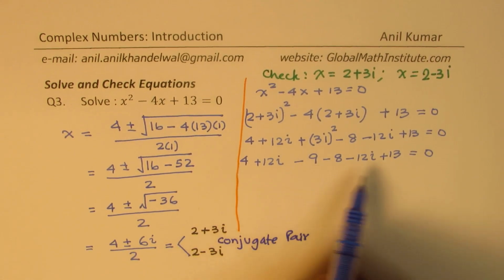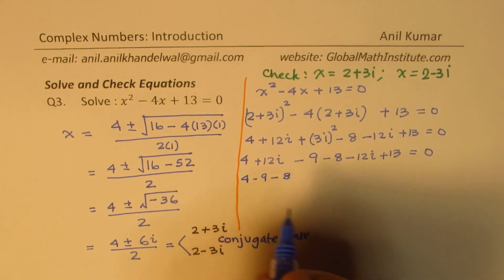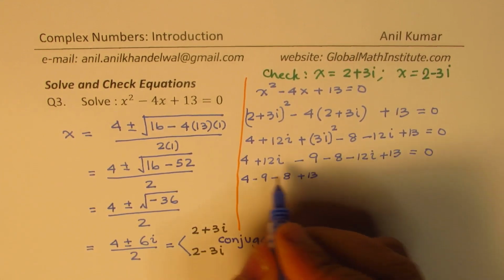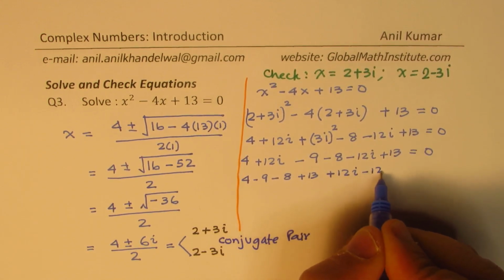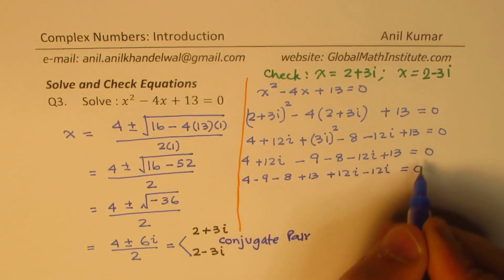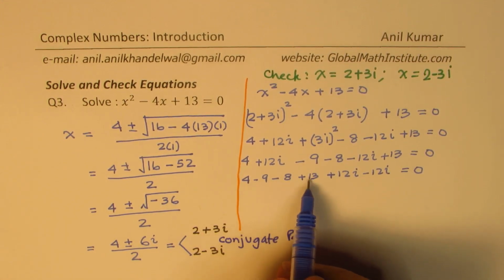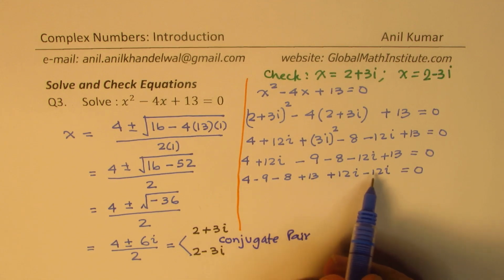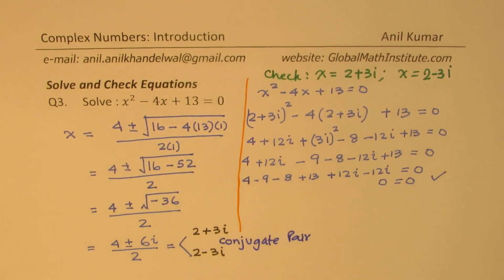Now let's bring the numbers together. We get 4 minus 9 minus 8 plus 13, and the complex parts are 12i minus 12i. We need to show that this is equal to 0. Now 4 minus 9 minus 8 plus 13 is 0, and this is also 0, so we get 0 equals 0. Correct? So that is the correct check. Is that clear to you?